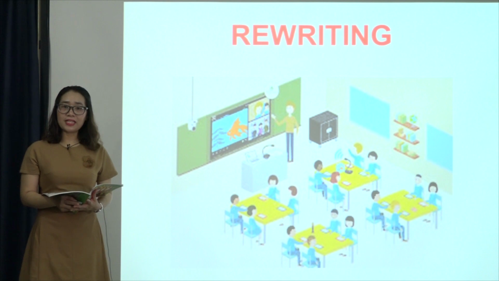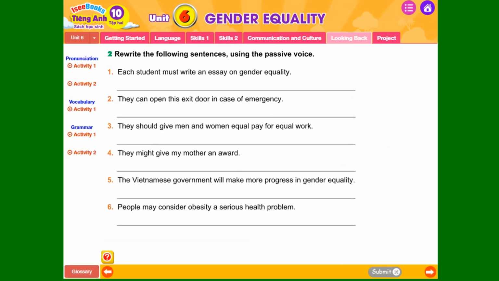We continue rewriting. 2. Rewrite the following sentences using the passive voice. Now, each student must write an essay on gender equality. So each student is subject, must write is verbs. An essay on gender equality is object. So you can see that an essay on gender equalities must be written by each student.